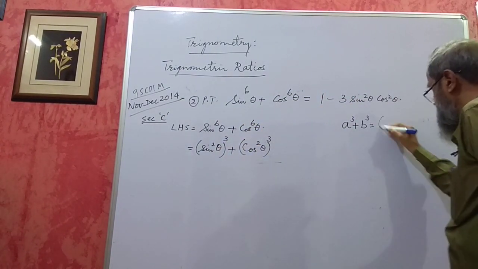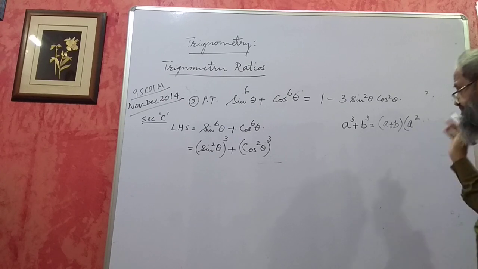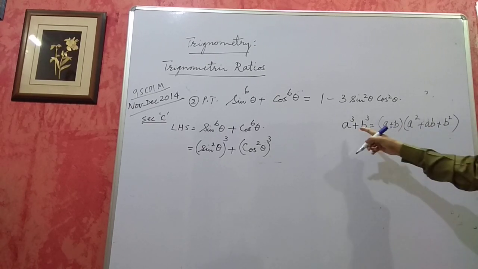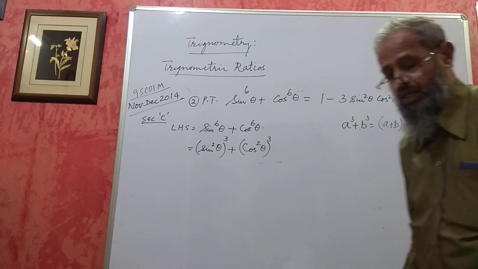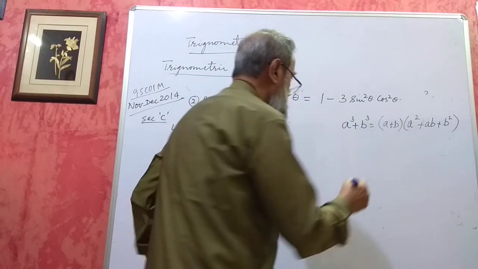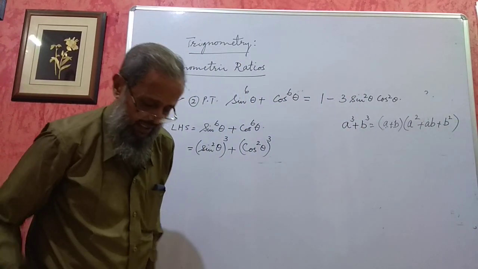Factorized as a plus b into a square plus ab plus b square. These will be the factors of a cube plus b cube. If you get doubt, you can multiply these two and see whether you are getting the answer or not.